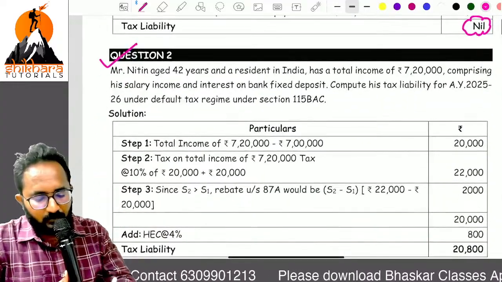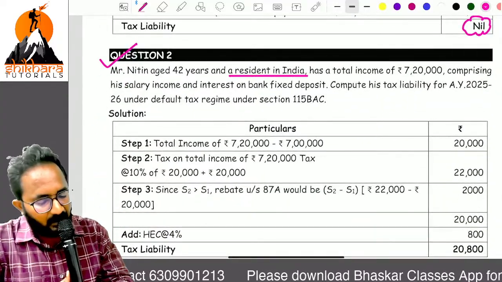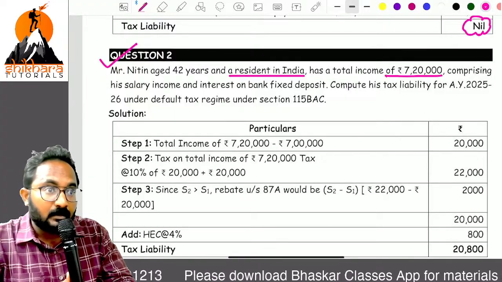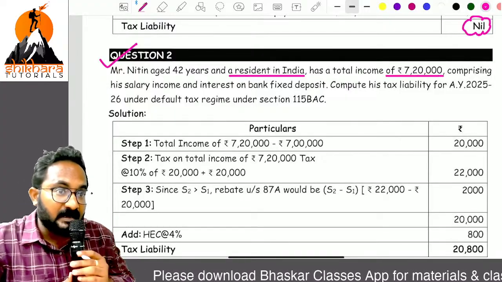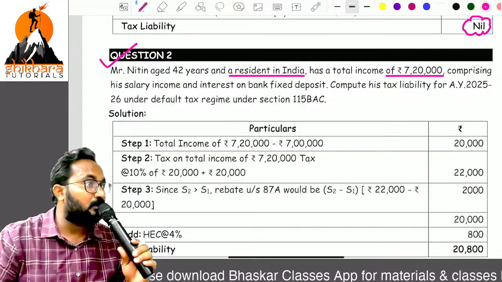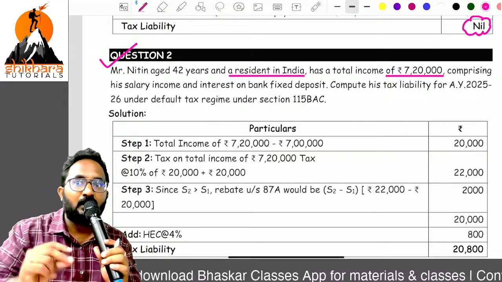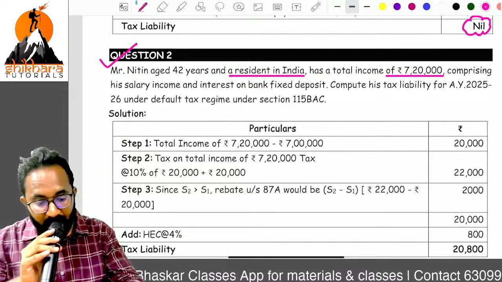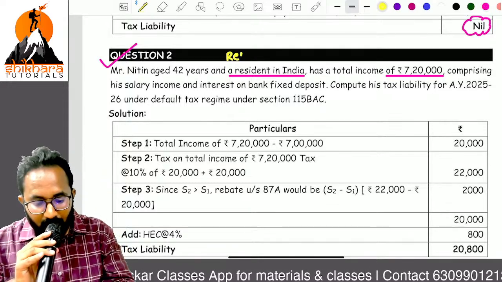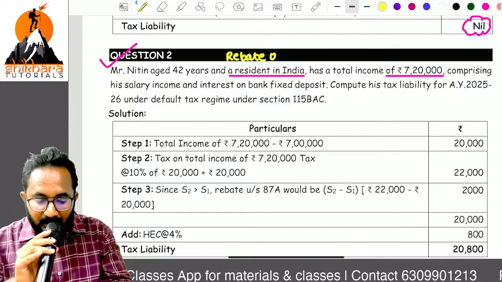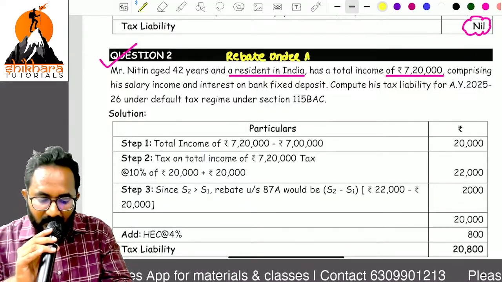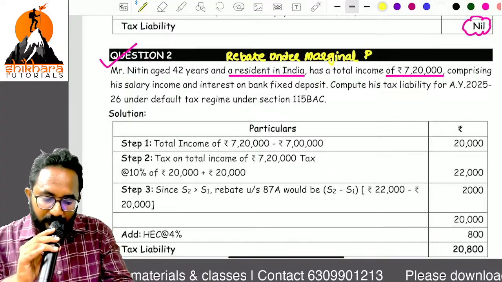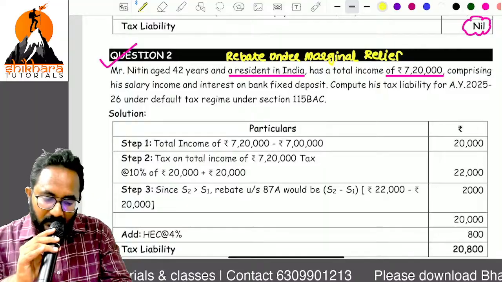In the second question also, he is a resident of India and his total income is more than how much, ma? 7 lakh. But that is less than 7 lakh 22,220. Now you can take the rebate under which concept, ma? Rebate under marginal relief. Yes, you can write it down on that question itself. While you are revising, you can easily follow it.